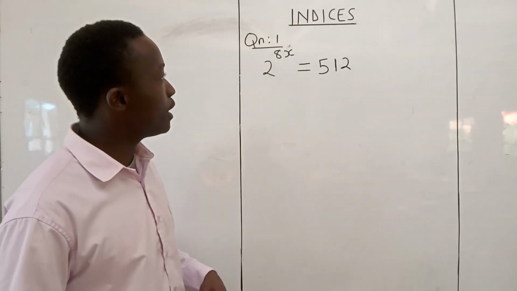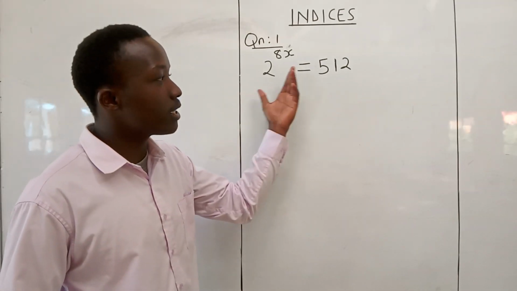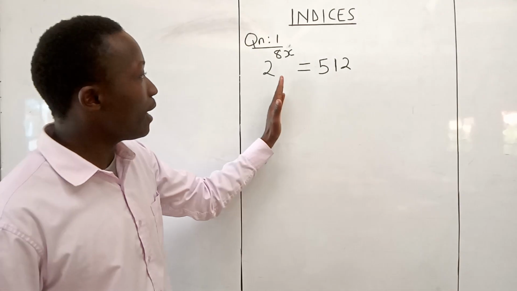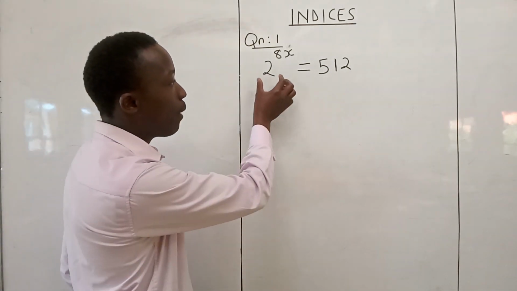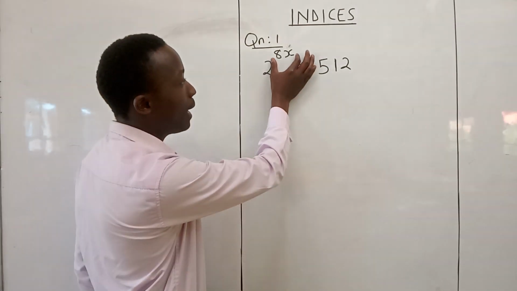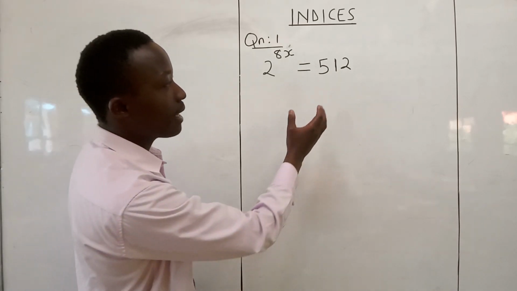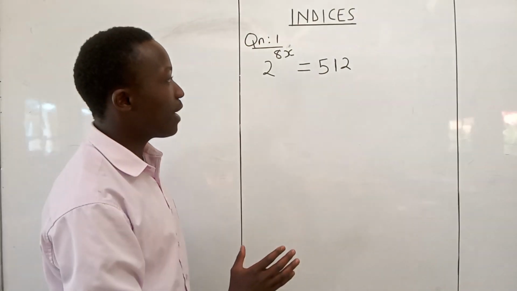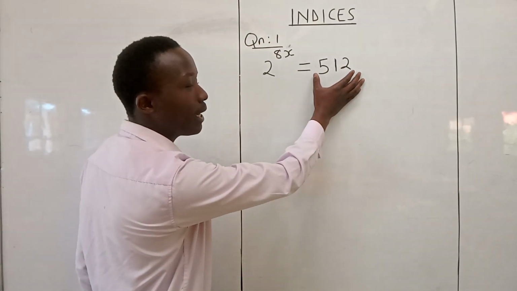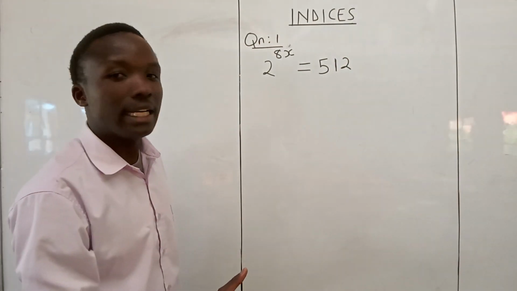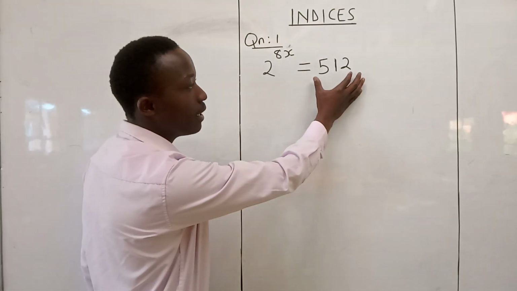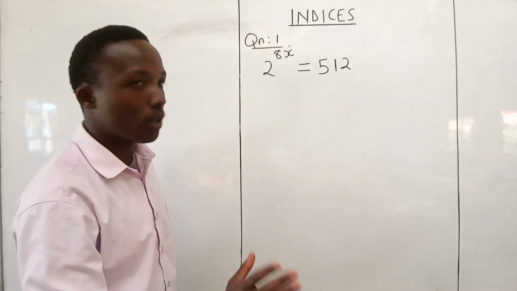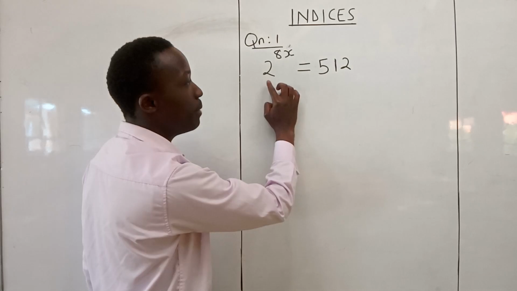Number one thing we need to do, we need to check on both sides of the equal sign. On our left hand side, we have our base as 2 and our power as 8x. And on the other side, we have the number 512. So the first thing we need to do is factorize 512 using the factor tree method so that we can write this number to base 2.